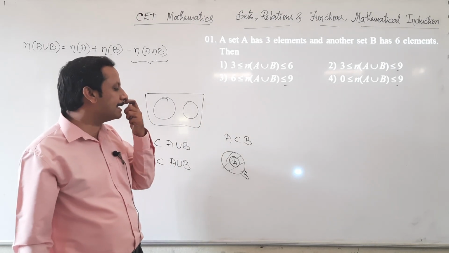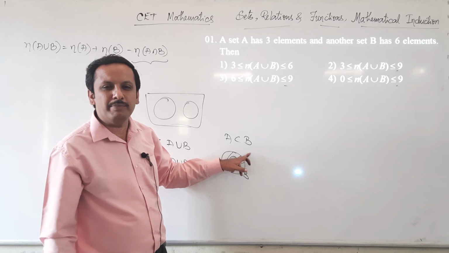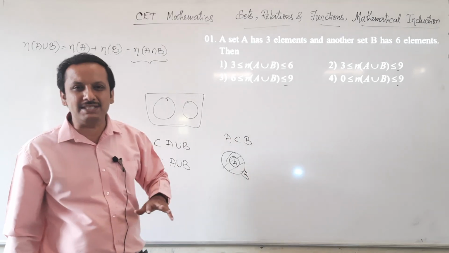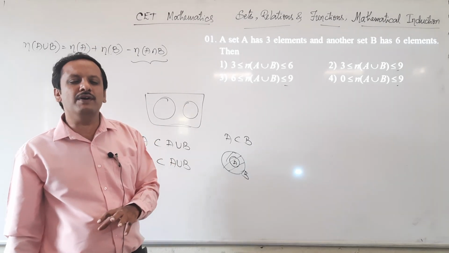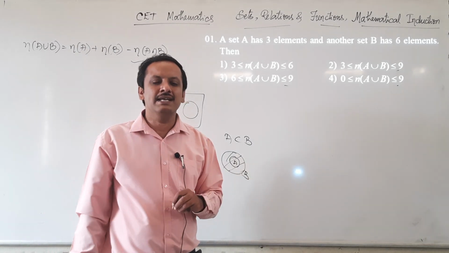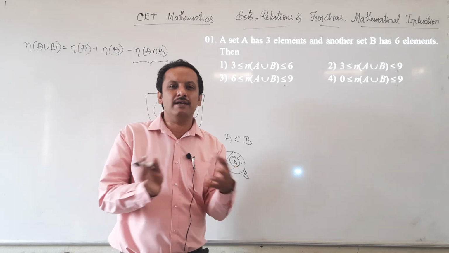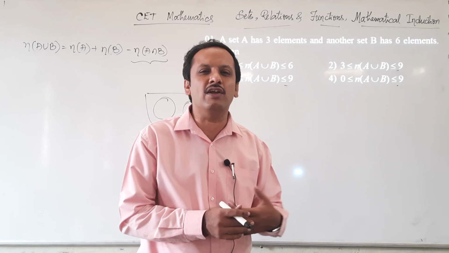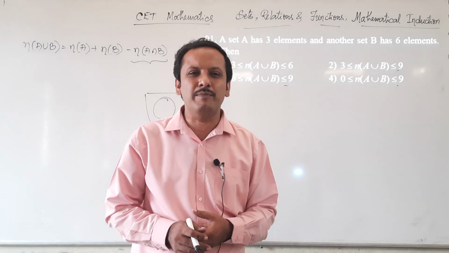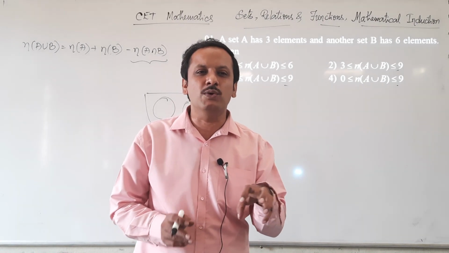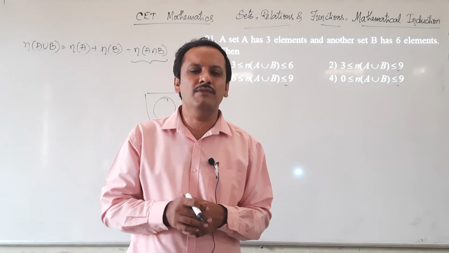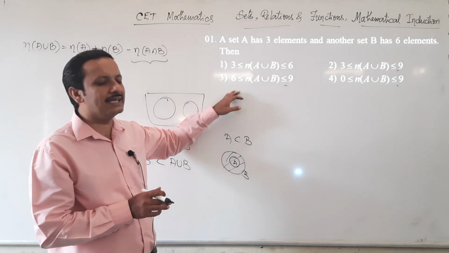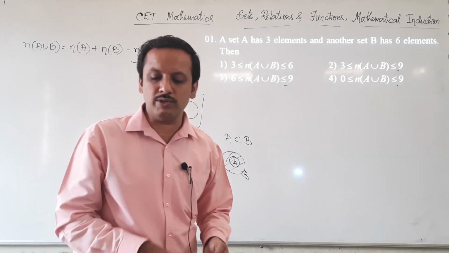Okay. Now, you might think, sir, is it always true that the number of elements in B will be the minimum value of n of A union B? The answer is no. The minimum value of n of A union B is the maximum among n of A and n of B. Among n of A and n of B, whichever has the maximum number of elements, that maximum value will be the minimum of n of A union B. Okay. So, here the answer is the third option, 6 to 9.